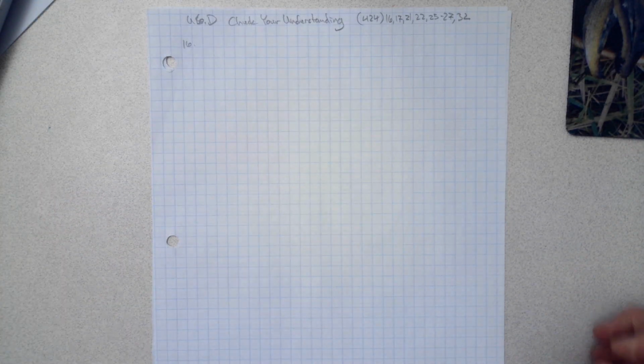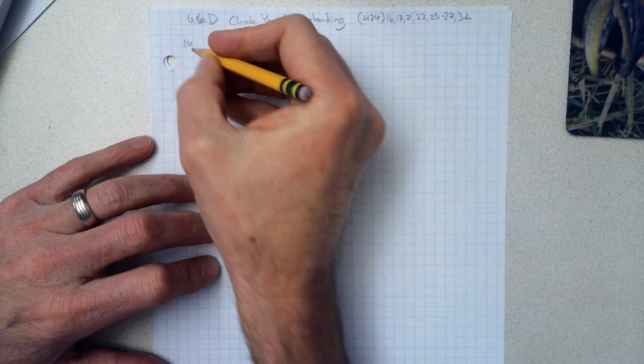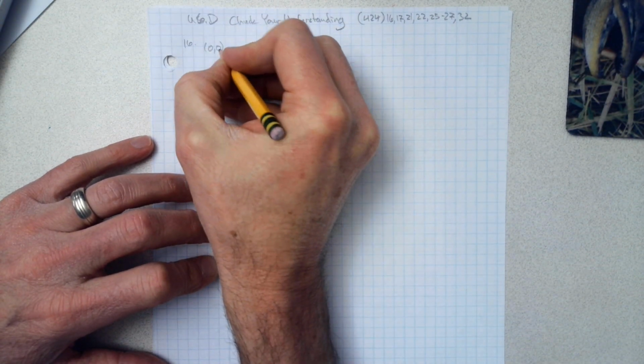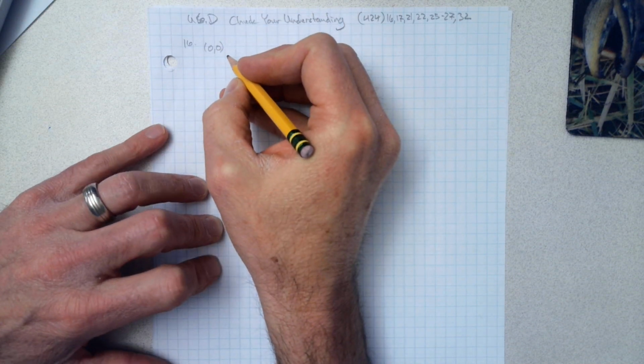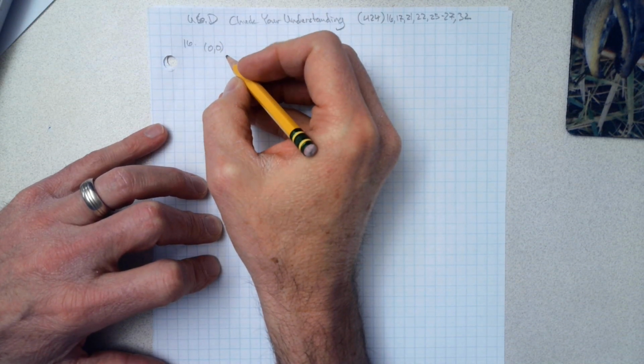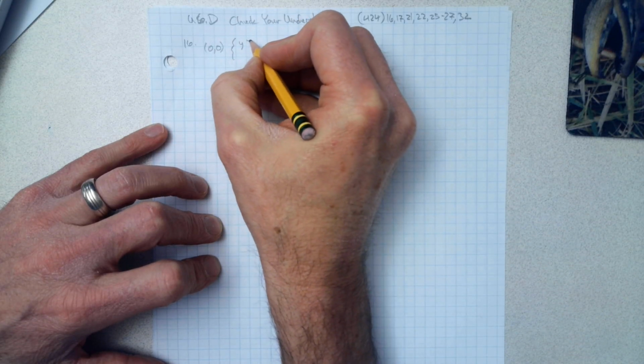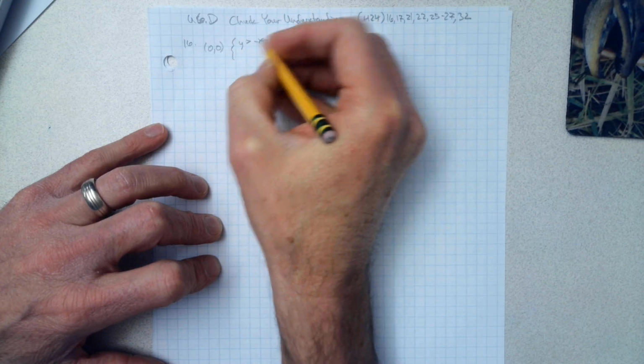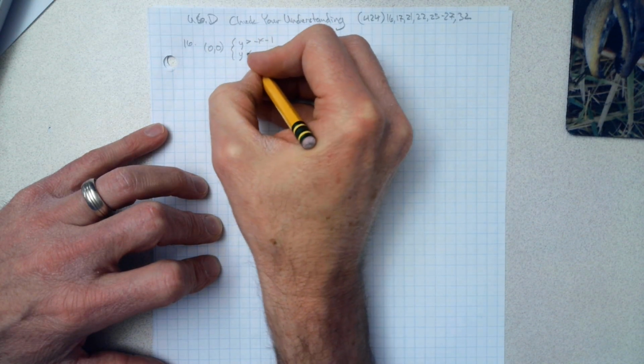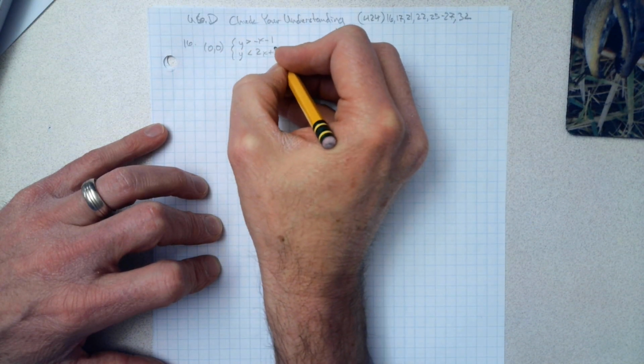All right, here I'm going to work out the check your understanding problem so you have that information. First problem from the book gives us a point (0, 0). It says tell whether the ordered pair is a solution of the given system, and the system is y greater than negative x minus 1 and y less than 2x plus 4.